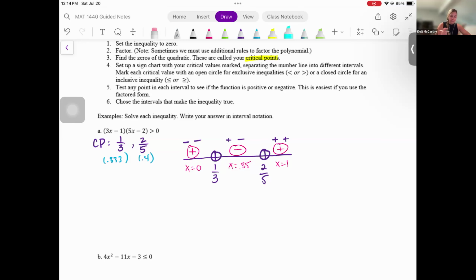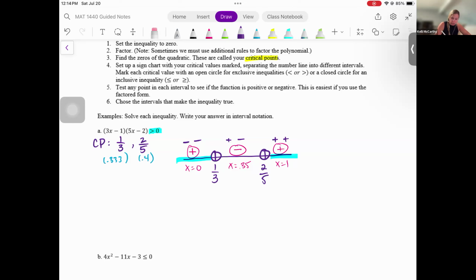So I've completed step 5. Step 6 is choose the intervals that make the inequality true. What we're trying to find is where this inequality is greater than 0. So that's where we have a positive function value. That's going to be here and here.